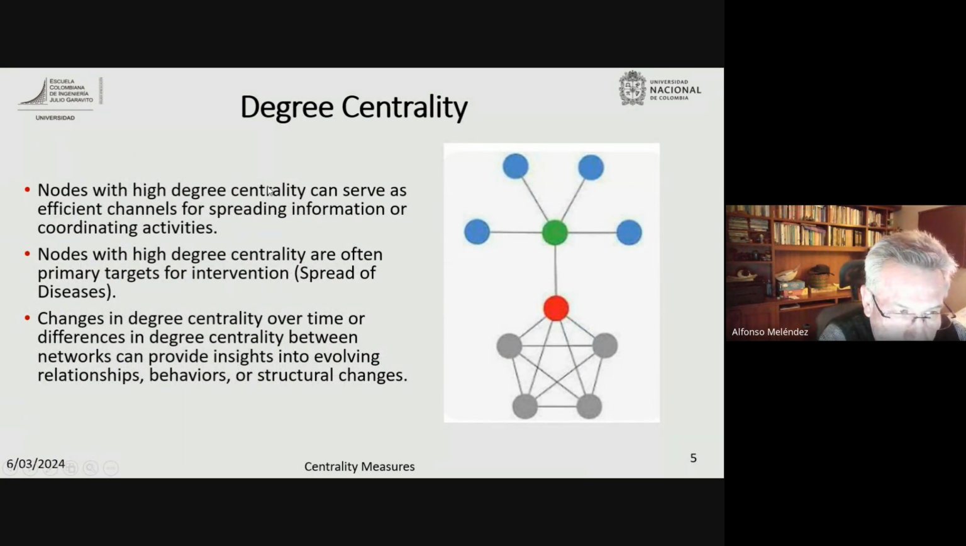They are efficient channels for spreading information. For example, the node here, if this node wants to spread information to this guy here, the information passes through this guy. So high degree sometimes implies efficient channels for spreading information.